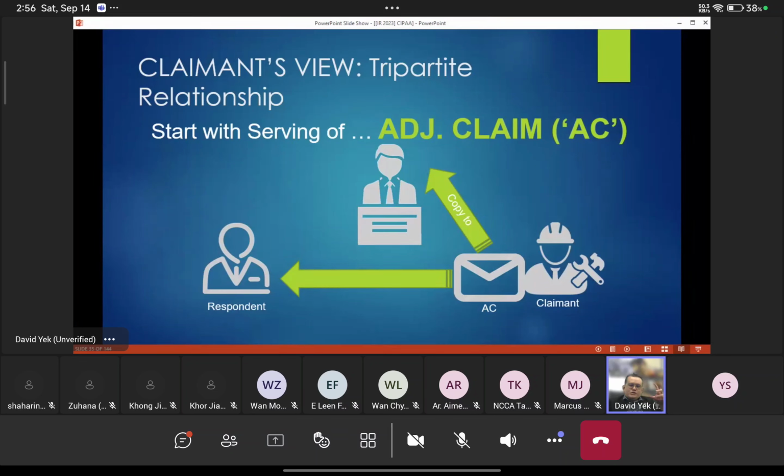When there is an adjudicator, you have 10 working days to submit what we call the adjudication claim. Within the 10 working days, if you fail to submit the adjudication claim, the entire adjudication will be called off. So you have 10 working days for the claimant to submit the adjudication claim.